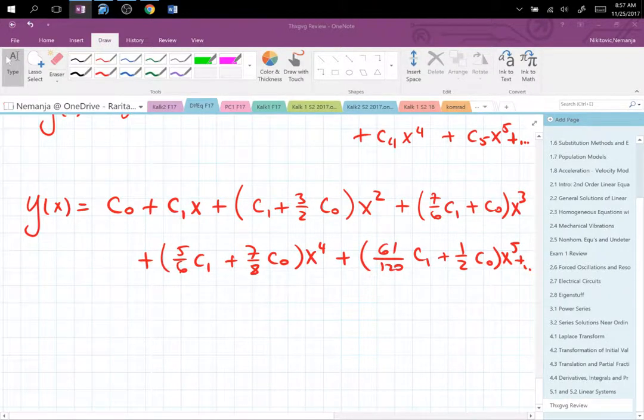Now, pull all of the terms that have C0 together and pull all of the terms that have C1 together. That gives you two different power series. Okay? There's a question. Yes.